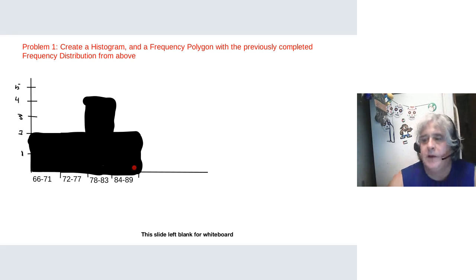So that's what we call a frequency distribution, that histogram that represents that frequency distribution. All right, any questions, folks?